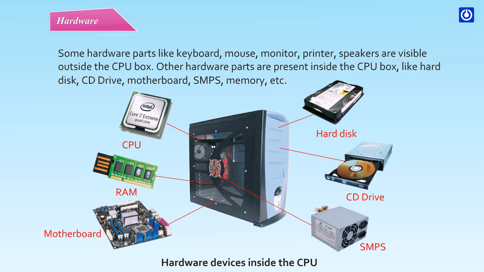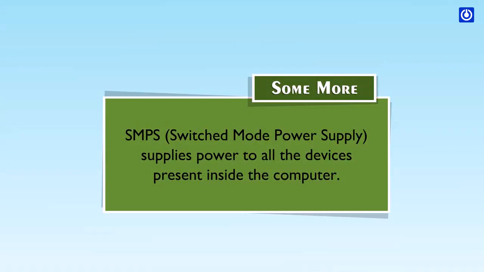Hardware devices inside the CPU: CPU, hard disk, RAM, CD drive, SMPS, motherboard. Some more. SMPS, switched mode power supply, supplies power to all the devices present inside the computer.